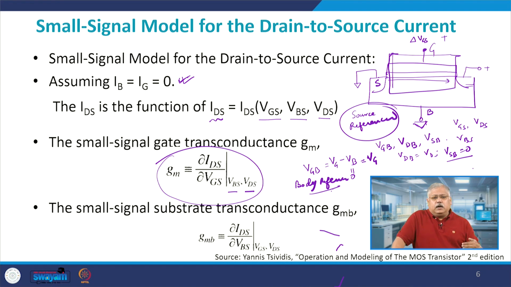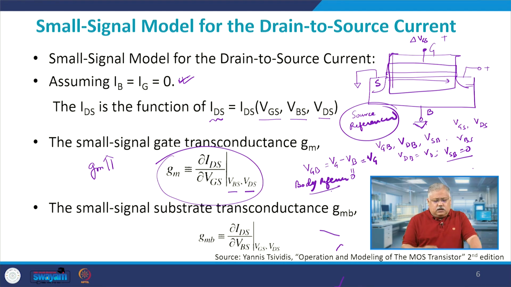And why do you generally require my GM to be relatively high? The reason is, when you make GM high, you make it more sensitive to variations in the gate voltage. If the transconductance is high, it means that for the same change in the gate voltage, the change in the drain current is relatively high, which means the device is relatively more sensitive to variations in the gate voltage. Are you getting my point? And that is the reason GM should be as high as possible.